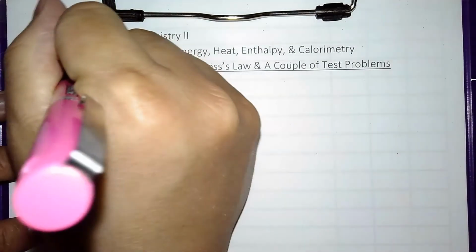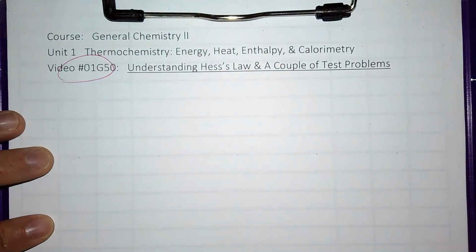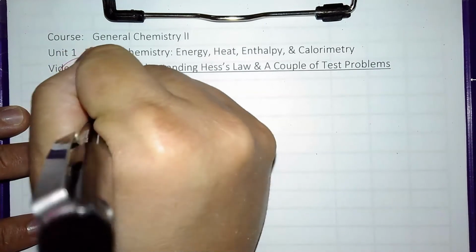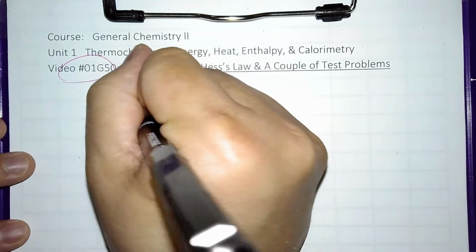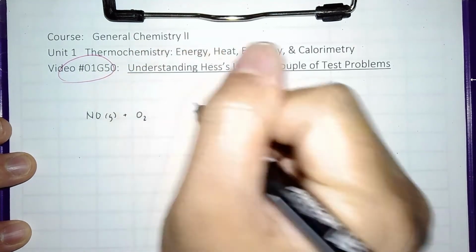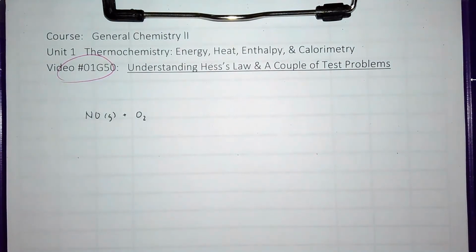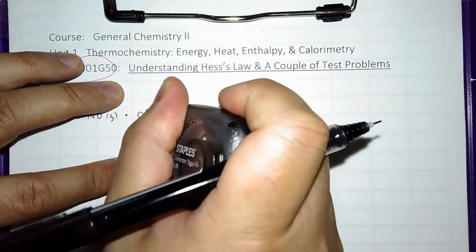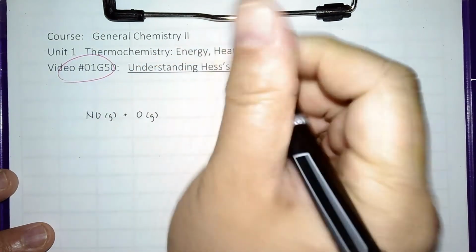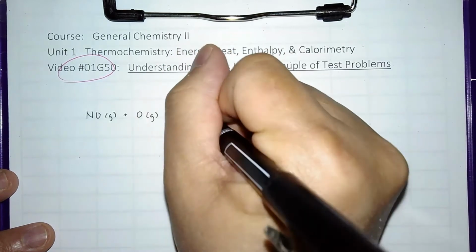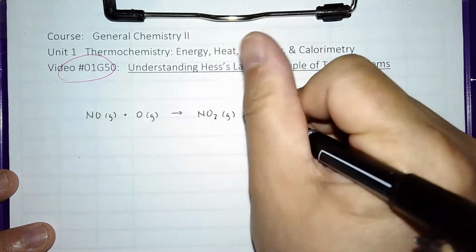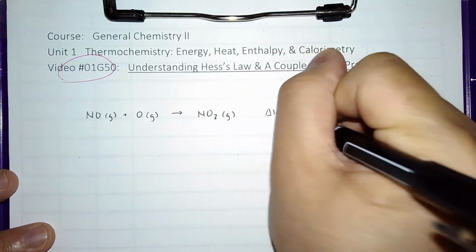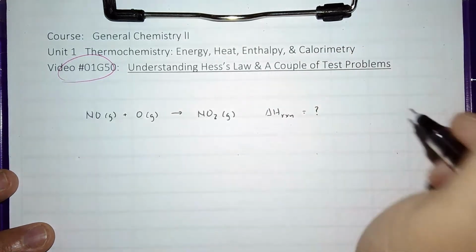Let us consider this chemical reaction here, NO plus a single oxygen goes to NO2. I know it looks a little bit strange. And I want to know the delta H of the reaction equals question mark.